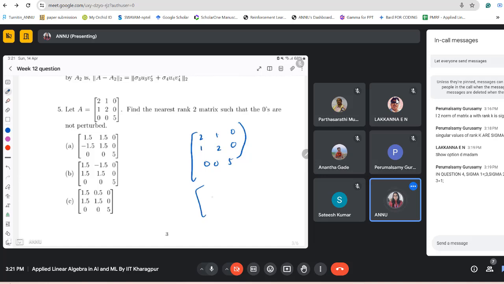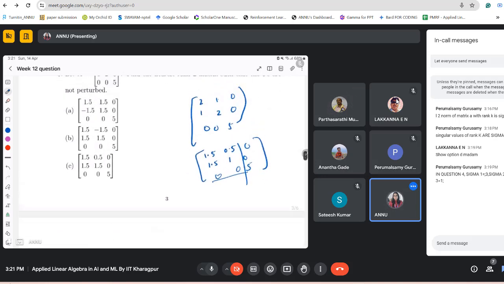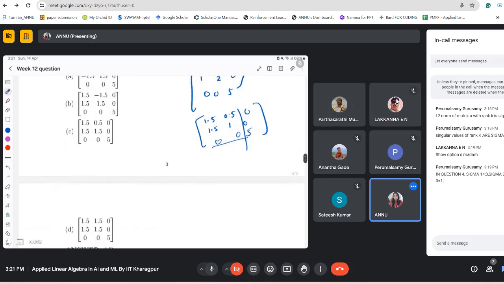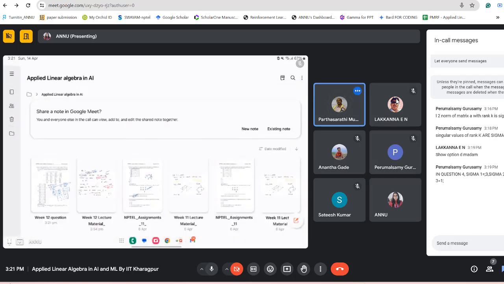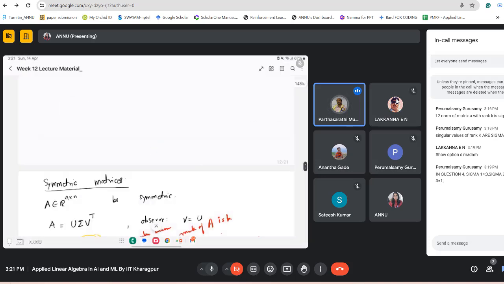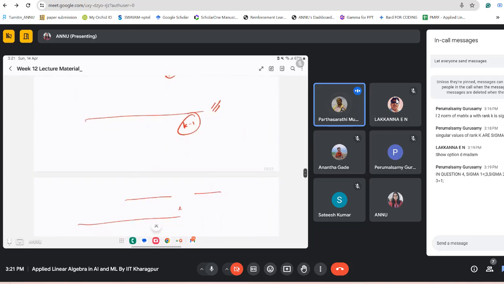That was B dash, I remember that B dash. Lakana is telling only D is rank 2. Only D is rank 2, the other three are all rank 3. Okay, it is asking for a rank 2 matrix, that is fine. But what is the logic? How do we keep the zeros unperturbed?